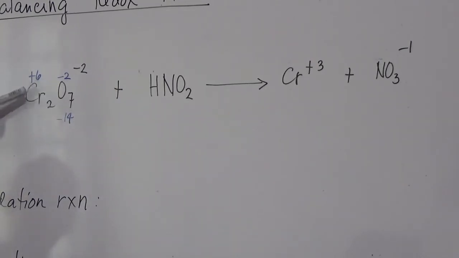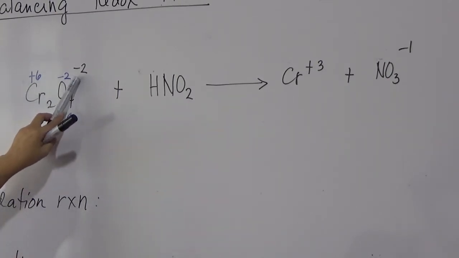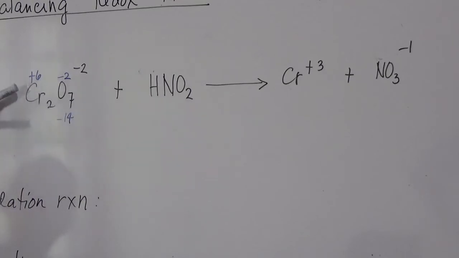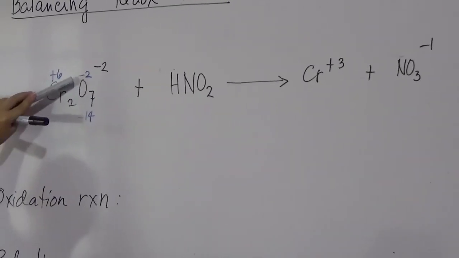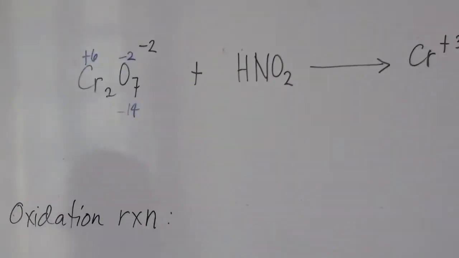So you have +6 times 2, that is +12, minus 14, that is equal to the charge. So again, oxidation number of chromium is +6. Oxidation number of oxygen is -2.